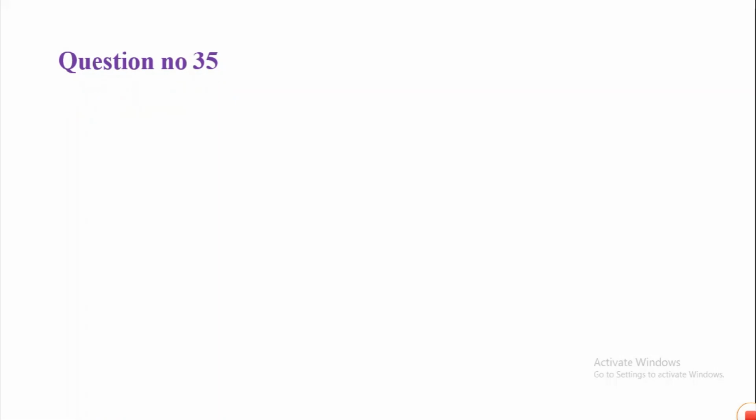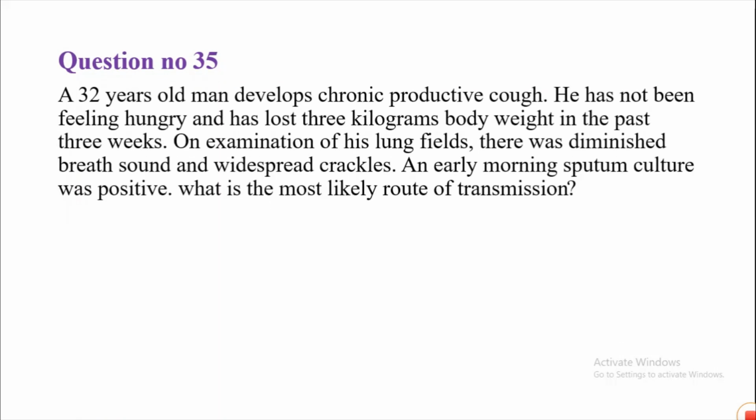Question number 35. A 32-year-old man develops chronic productive cough. He has not been feeling hungry and has lost 3 kg body weight in the past 3 weeks. On examination of his lung fields, there was diminished breath sounds and widespread crackles. An early morning sputum culture was positive. What is the most likely route of transmission? The options are: A, body fluid; B, airborne; C, fecal oral; D, contact.